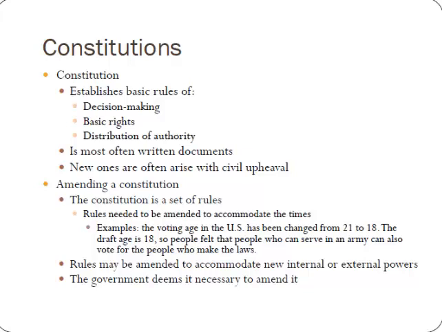Of course, a constitution can be amended, which means changed, from time to time, and the ways in which a constitution can be changed are usually spelled out in the document. For example, the United States' Constitution has been amended 27 times. The first 10 were the Bill of Rights, and then it's been amended 17 times since, in the last 225 years. One example is the 26th Amendment, where the voting age in the U.S. used to be 21, and now it's 18.